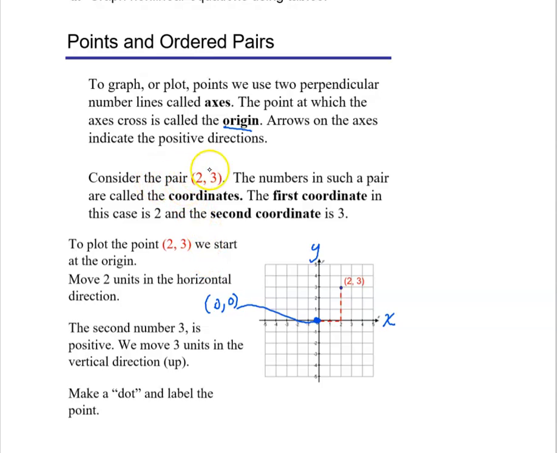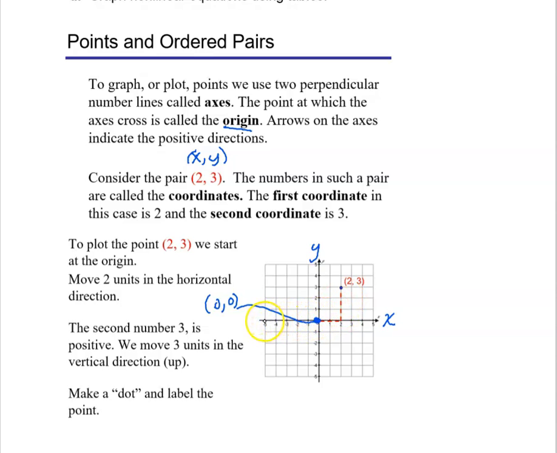Consider the coordinate pair 2, 3. And a coordinate pair is always written with the x first and the y second. The numbers in such a pair are called coordinates. The first coordinate in this case is 2, and the second coordinate is 3. To plot the point 2, 3, we start at the origin, move 2 units horizontal, so we're going to go over 2, and we're going to go in the direction of, if it was positive 3, we're going to go up 3. If it was negative 3, we would go down 3.